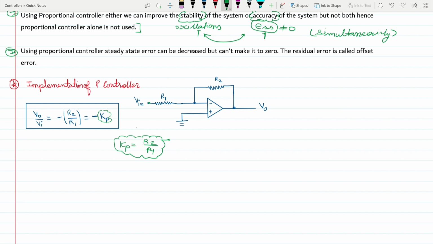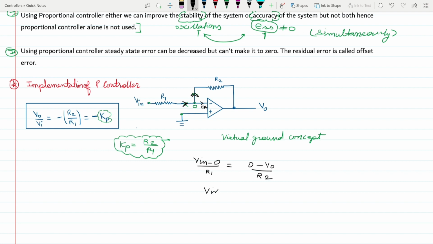As you all know, the virtual ground concept can be applied here for the op-amp. With the virtual ground concept, the potential at this point is equal to the potential at this point, so you can say here it is also 0. Over here you can assume the direction of the current: from here the current goes like this, and into the op-amp the current is 0 amps, and here the potential is 0. So Vin minus 0 divided by R1 equals 0 minus Vo divided by R2.